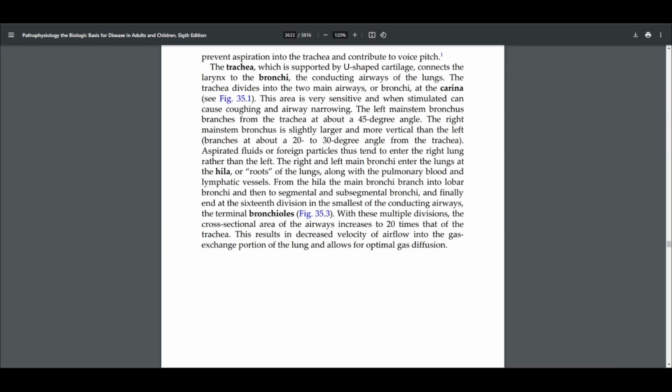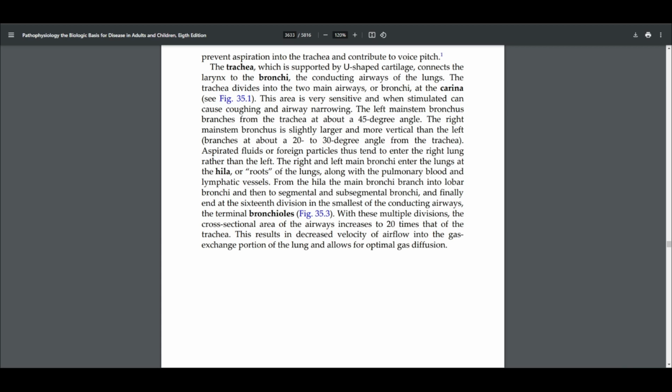The trachea, which is supported by U-shaped cartilage, connects the larynx to the bronchi, the conducting airways of the lungs. The trachea divides into the two main airways or bronchi at the carina. This area is very sensitive and when stimulated can cause coughing and airway narrowing. The left mainstem bronchus branches from the trachea at about a 45-degree angle. The right mainstem bronchus is slightly larger and more vertical than the left, and branches at about a 20 to 30-degree angle from the trachea.